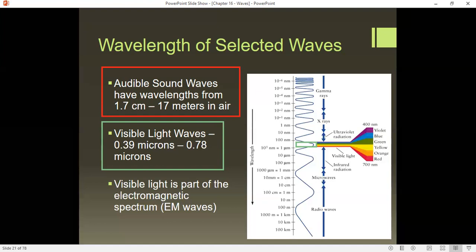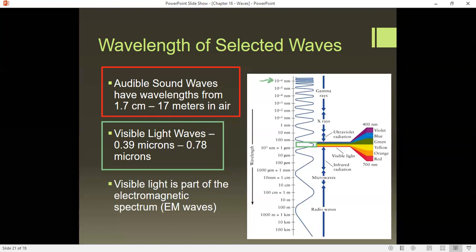Here we can see that for other parts of the electromagnetic spectrum, in terms of gamma rays, the wavelengths can be extremely small, okay? Here it shows 10 to the minus 6 nanometers. Well, already a nanometer is 10 to the minus 9 meters. So these gamma rays, which are very, very high energy, can actually be about the size of a nucleus, or about 10 to the negative 15 meters across.